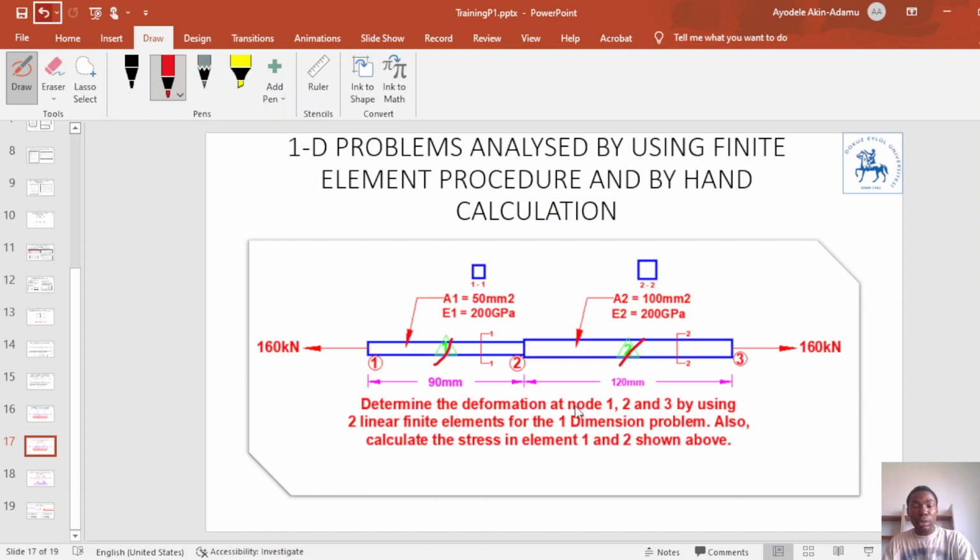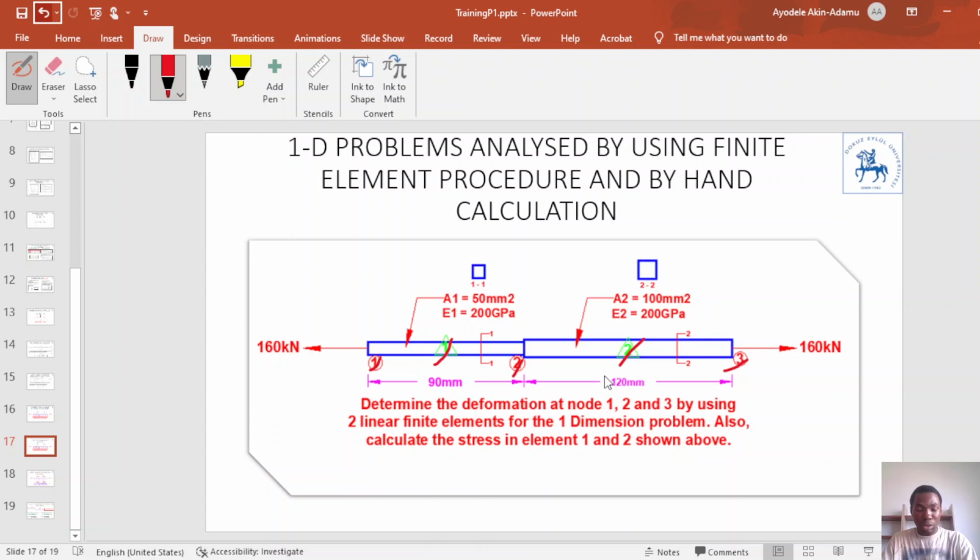It is required to determine the deformation at node 1, at node 2, and node 3 by using two linear finite elements. And it's also required to determine the stresses in each of the material parts, material part 1 and material part 2.